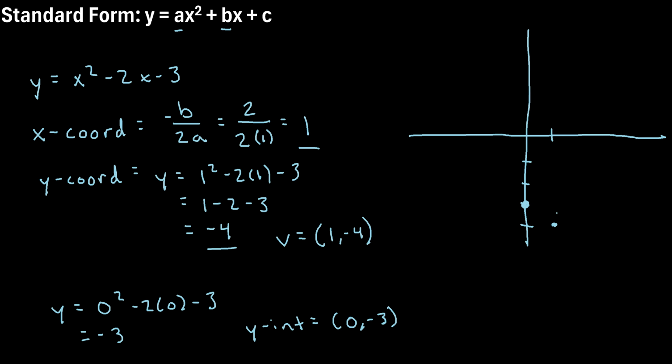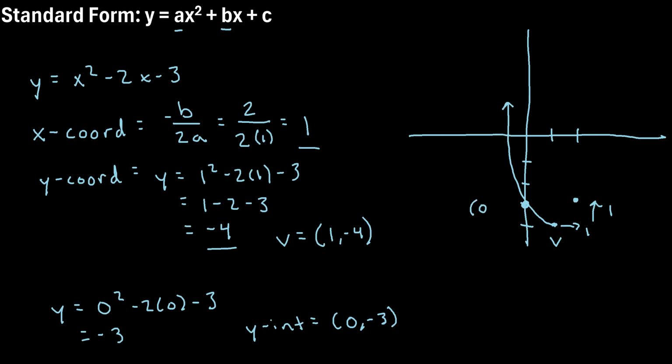Now it helps to remember that our vertex right here, this parabola will be symmetrical about the vertex. So if our parabola is starting to curve up like this, and we know that to get to this point right here, we had to go to the left 1 and up 1. We can just go to the right 1 and up 1 to find the point that is symmetrical on this right-hand side of the parabola. So that point would be 2, negative 3.